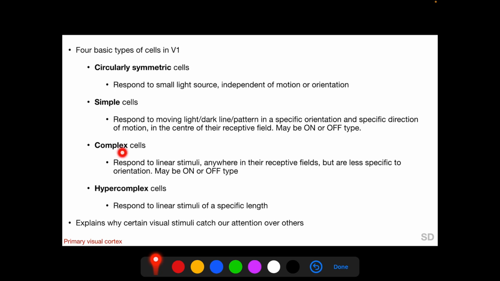The complex cells respond to linear stimuli also, but anywhere in their receptive fields, and are less specific to the orientation of the stimuli. The complex cells may also be either on-center or off-center type. The hypercomplex cells respond to linear stimuli of a specific length, and these 4 types of cells explain why certain visual stimuli catch our attention over others.